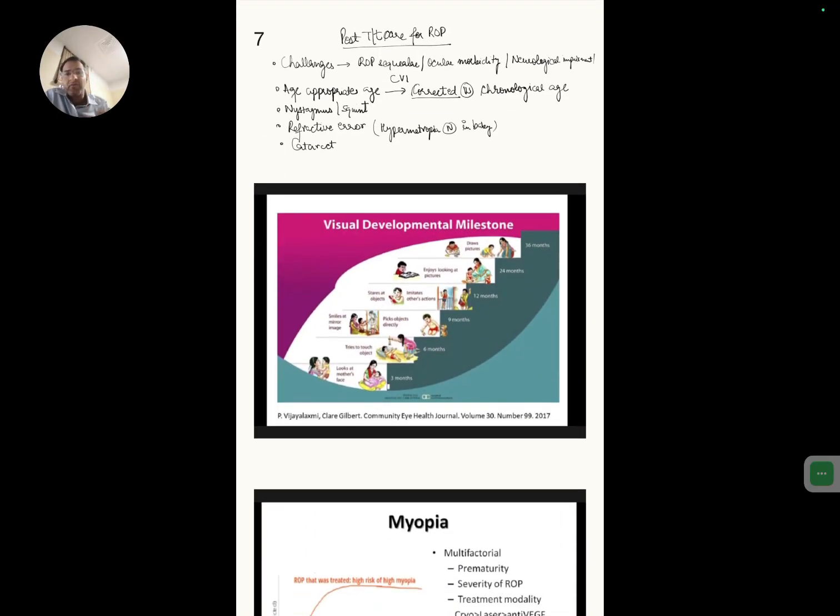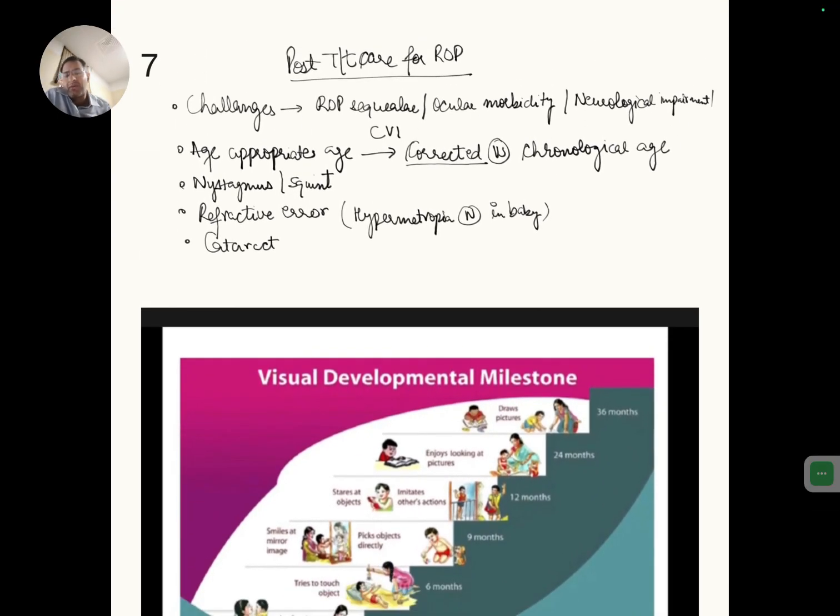Next, we come to post treatment care of ROP. Once we have given the treatment, those babies become the ROP babies. Now, how to treat them in future? What are the challenges to us? There are many ROP sequelae like squint, high myopia, ocular morbidity. ROP babies are putting on glasses. Neurological impairment is there in these premature babies, and sometimes you can't differentiate whether it's a cortical visual impairment or ROP problem which is going on in that baby.